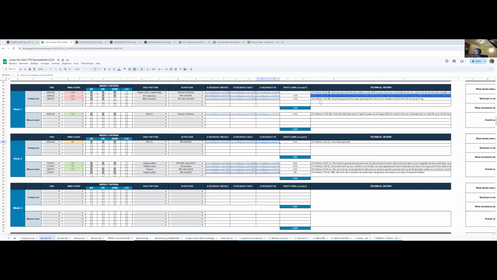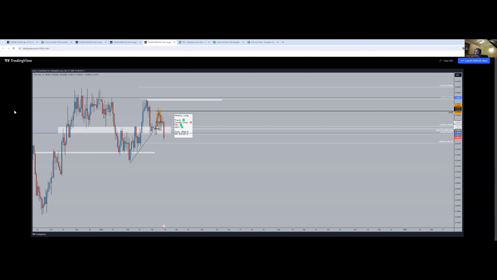Today I will go over NZDCAD, which was a break even for me last week. I will go over the daily, weekly, and 4 hour. The charts are open. And what could we see on the daily?